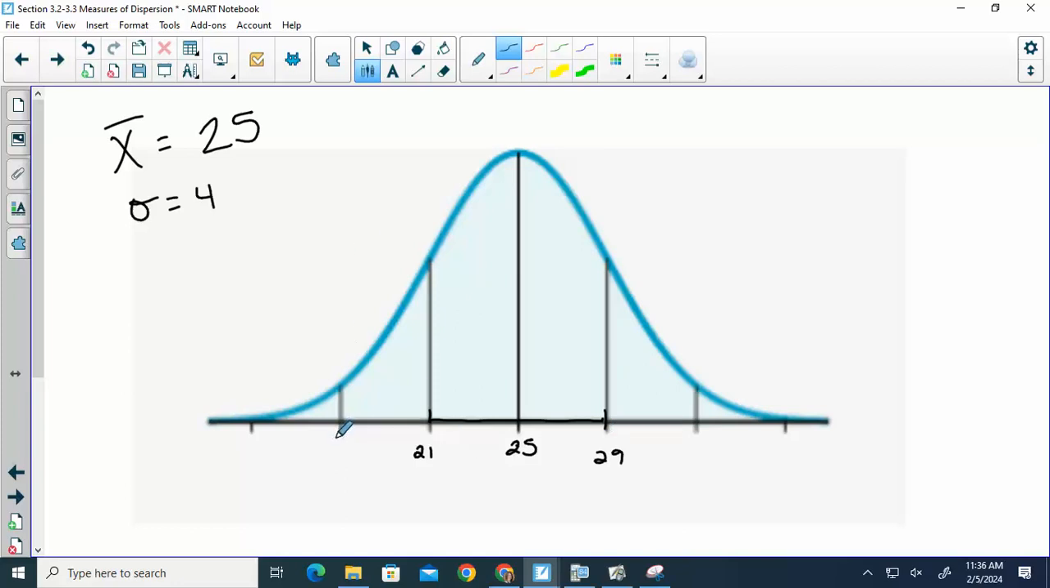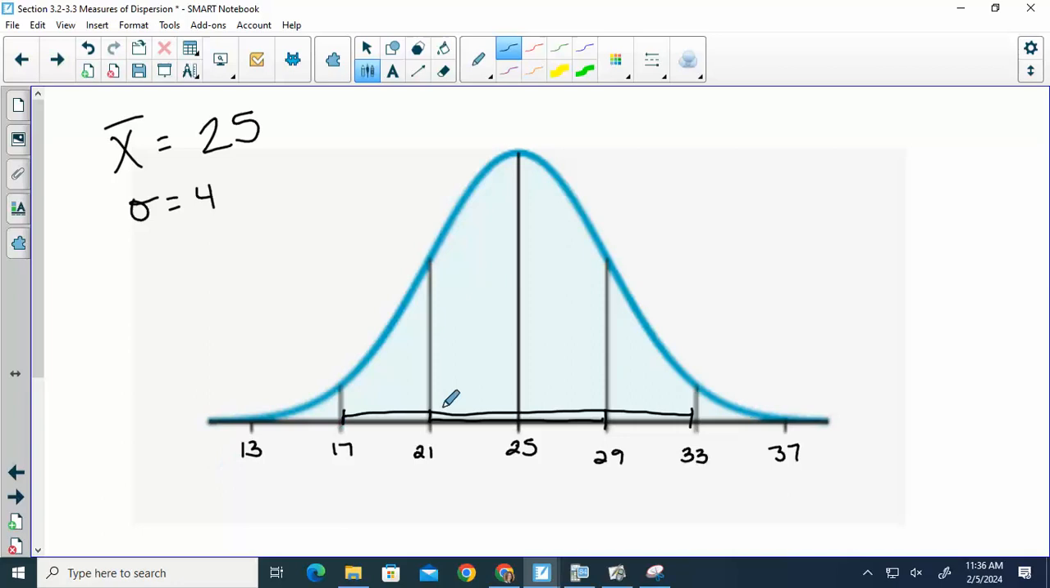So if I subtract it again, standard deviation was 4. So if I subtract 4 and add 4, so I would expect 95% of my points to be something between 17 and 33. Okay, third standard deviation. 13 and 37. So 99.7% of my points should be somewhere between 13 and 37. Does that make sense?